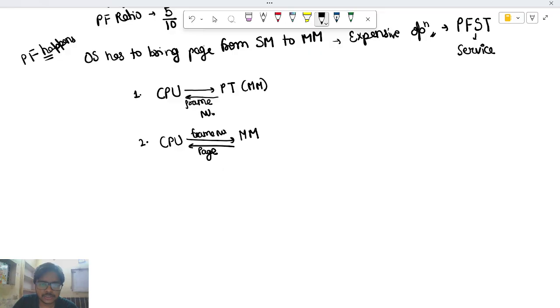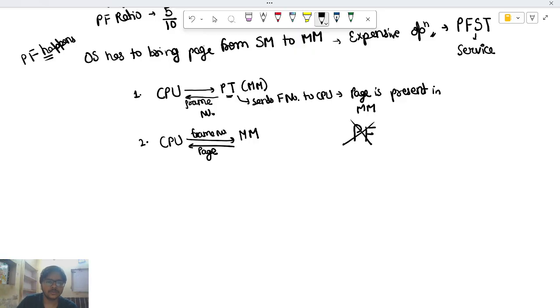So this is a scenario in which the page table sends the frame number to the CPU. That means the page is present in main memory. That means there is no page fault. So here you can see there is a time to access main memory. In the first step the CPU accesses main memory, and in the second case also the CPU accesses main memory. So you can see there are two main memory accesses.